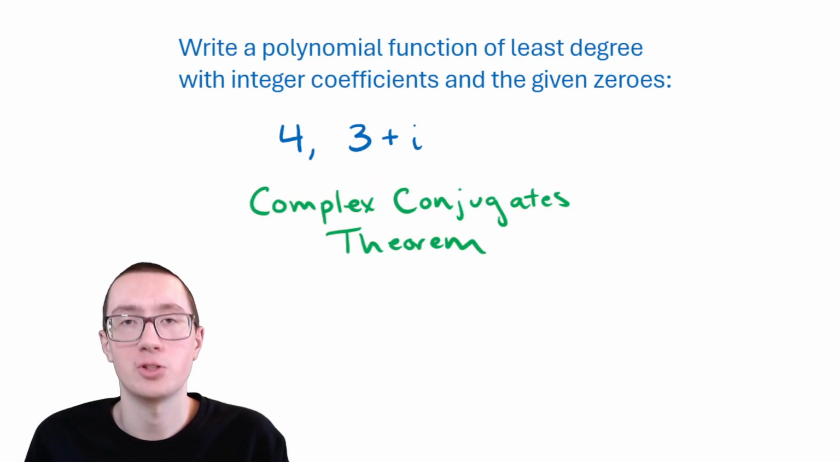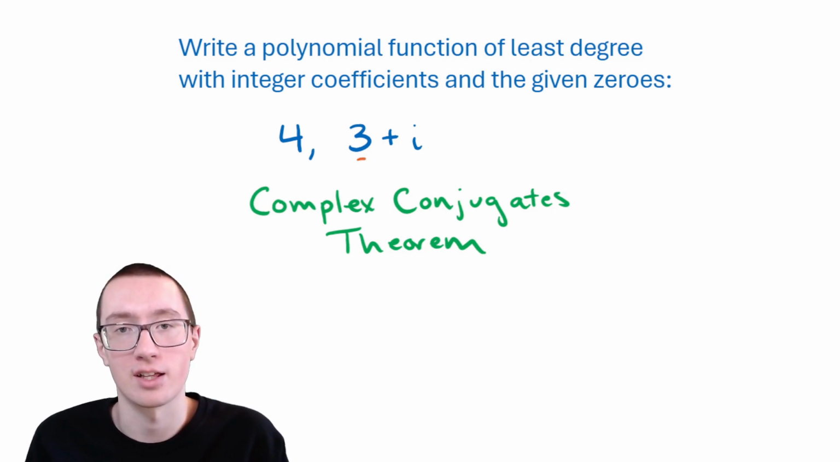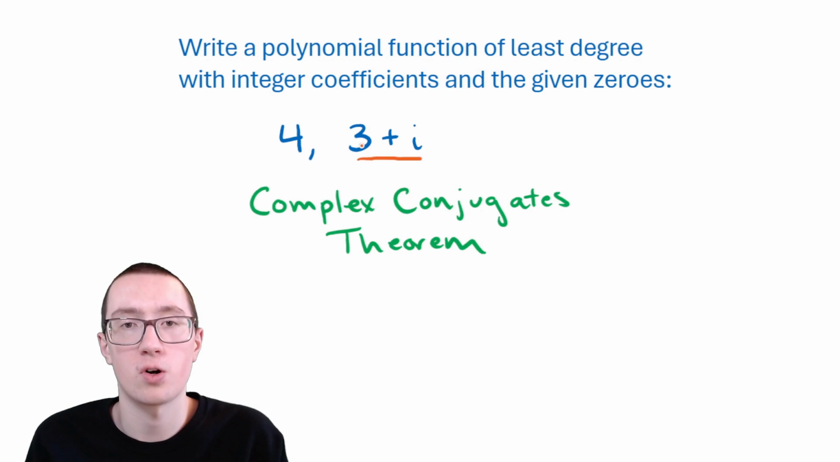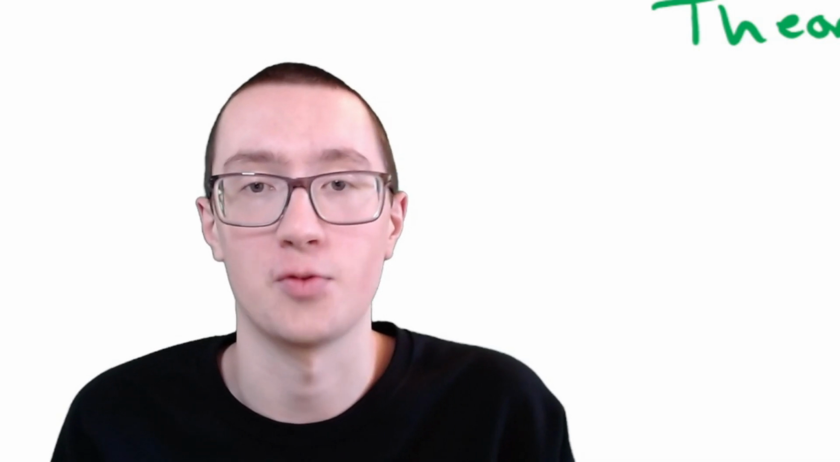The Complex Conjugates Theorem says that if you have any zero that's part real and part imaginary, that's where the word complex comes from. Complex means part real, part imaginary. Like this one here. This one has a real part, which is 3, and it has an imaginary part, which is i. It says that if you have a part real, part imaginary zero, then it's going to have the same zero, but with the sign changed. So if it has 3 plus i as a zero, it must also have 3 minus i as a zero. This is required. You can't have one and not the other.